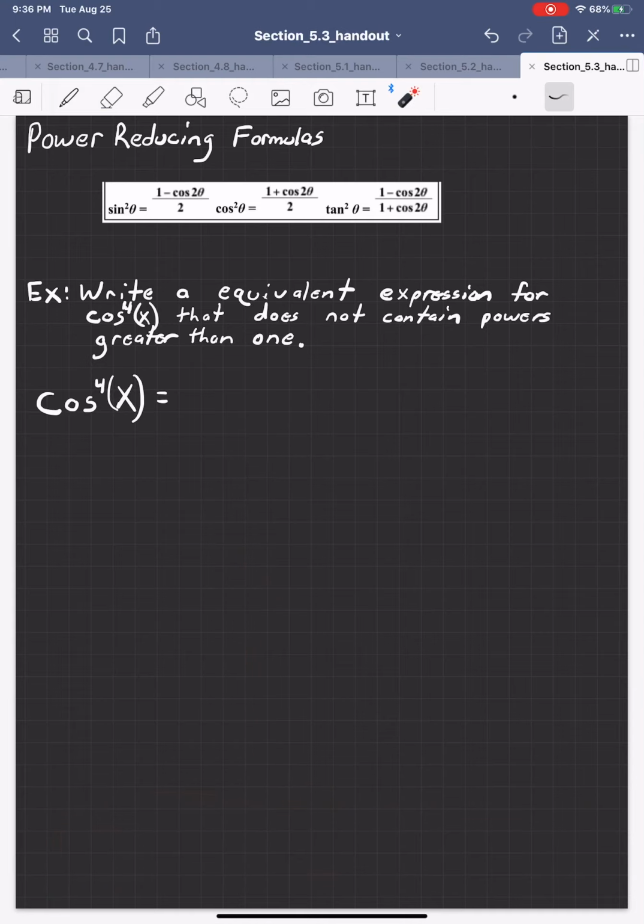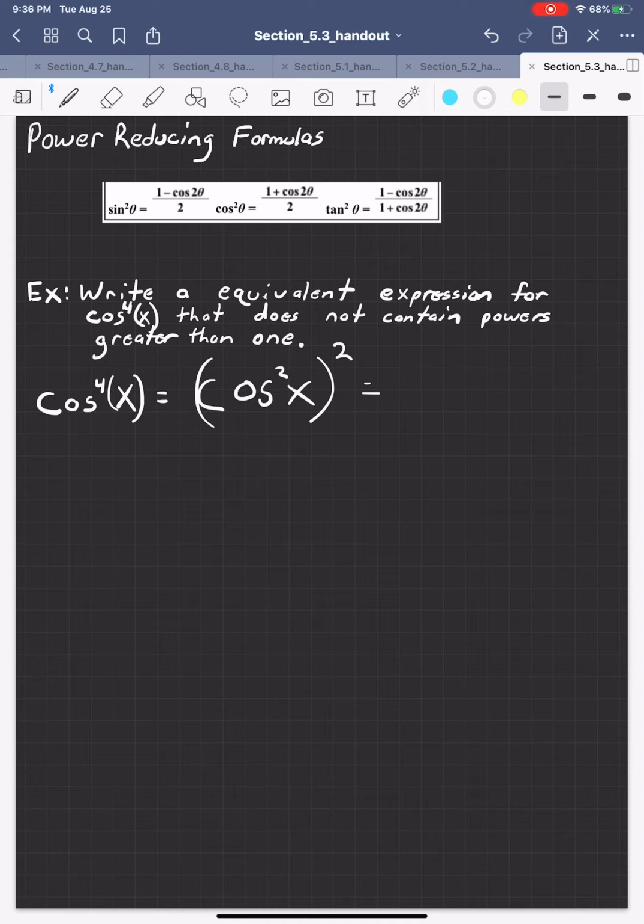So let me go ahead and show you the way we can think about this. So first off, let's you and I agree that cosine to the 4th x can be rewritten, or can be thought of, as cosine squared of x raised to the power of 2. So let's start there. Cosine squared squared.